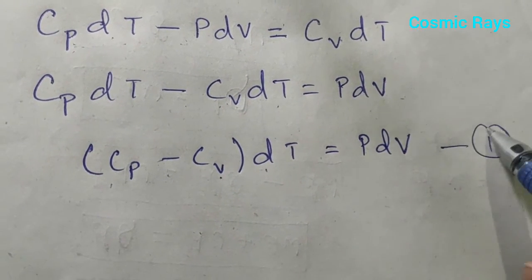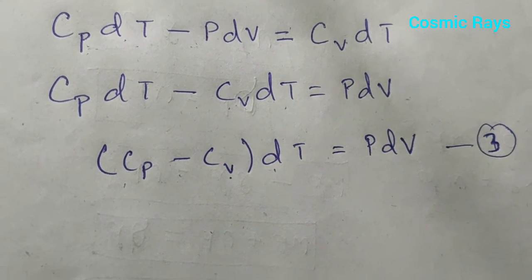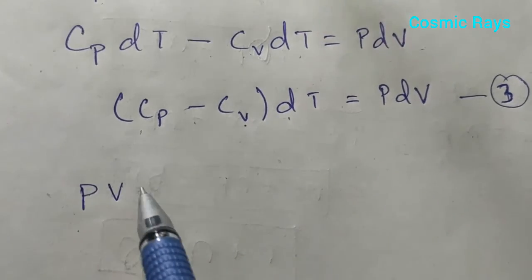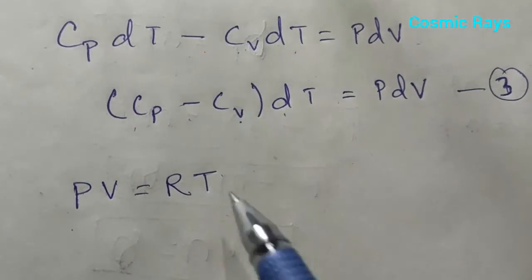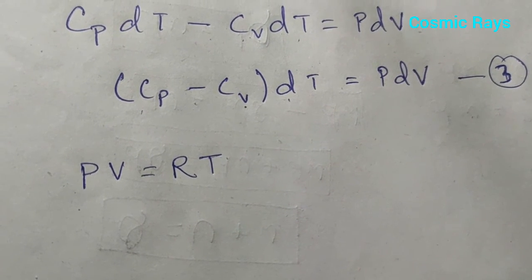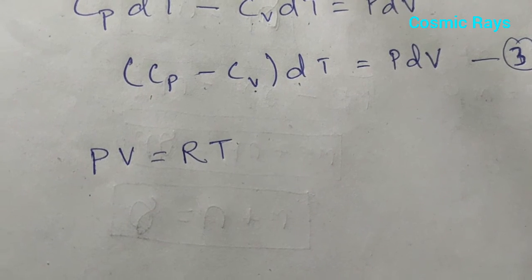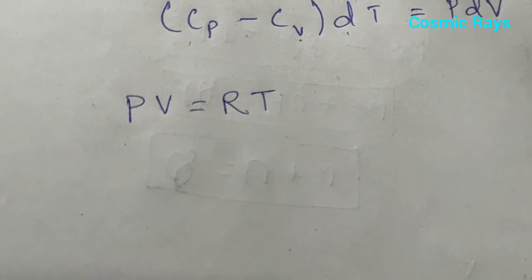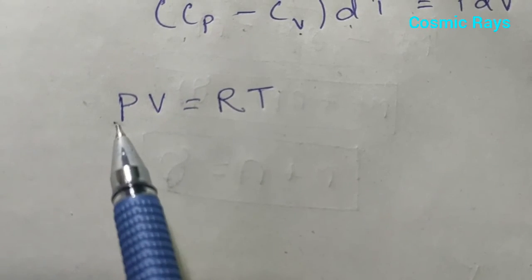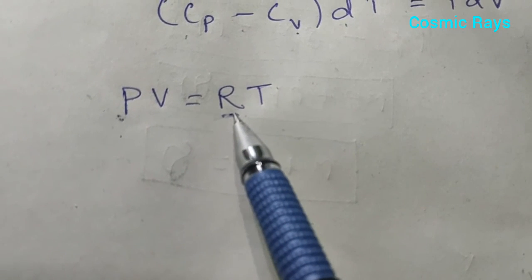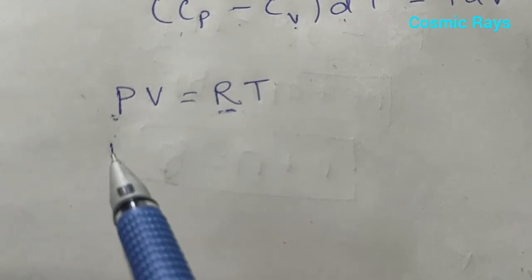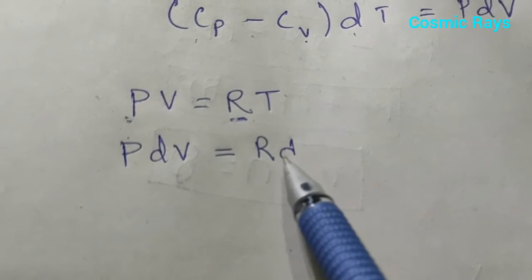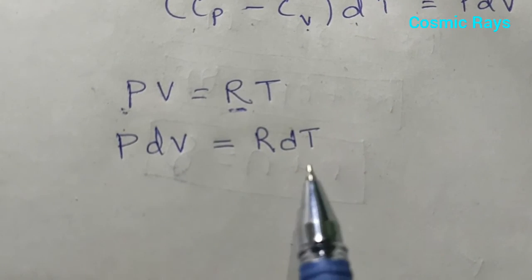Now we will leave it here, and we know that the ideal gas equation for 1 mole of a gas is PV equal to RT. Now we partially differentiate it at constant pressure. So if the gas is allowed to expand at constant pressure, that means pressure is a constant, and R is the universal gas constant. When we partially differentiate it, we will have P dV equal to R dt.